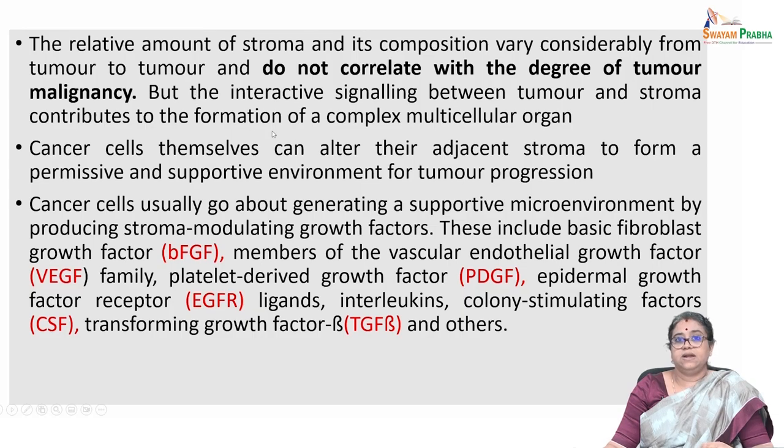But the interactive signaling between tumor and stroma is very important, and it contributes to the formation of a complex multicellular organ. The cancer cells themselves can alter the adjacent stroma to form a permissive and supportive environment for tumor progression. So that's what the cancer cells do. They alter the adjacent stroma in a way that is permissive and supportive for their own growth. Now, how do the cancer cells do that? They usually generate a very supportive microenvironment by producing stromal modulating growth factors.